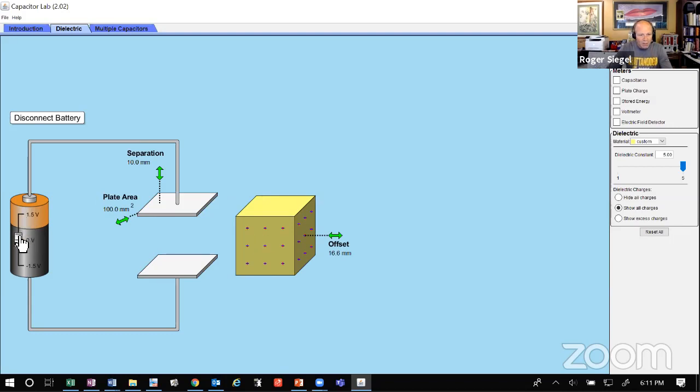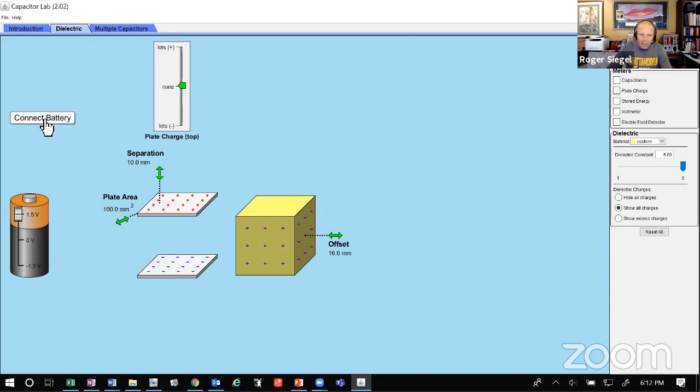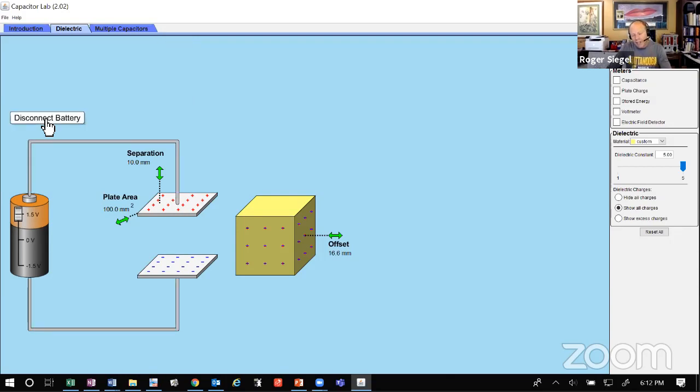First, I'm going to put a charge on here, and I have a choice now. I've charged up my capacitor. I can either disconnect the battery and have a constant charge, or I can connect the battery and have a constant voltage. That's going to determine how I deal with the problems. But watch what happens here. Let's leave the battery connected, and I'm going to have a constant voltage.